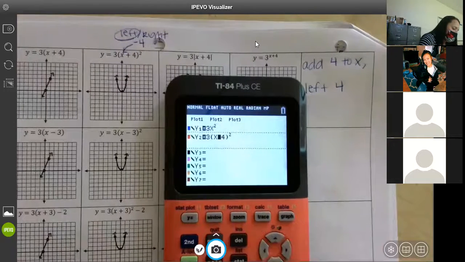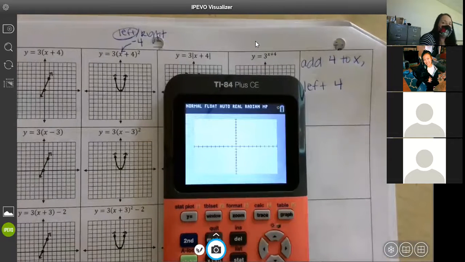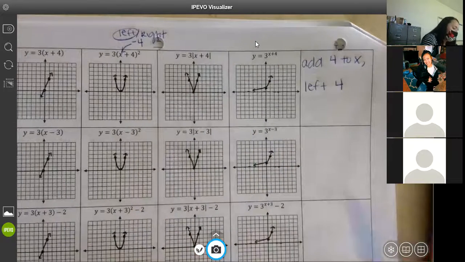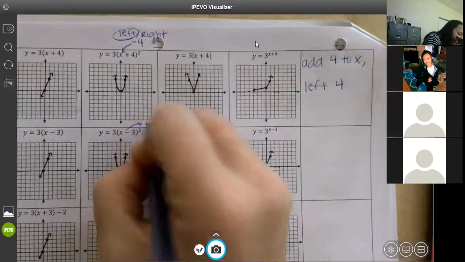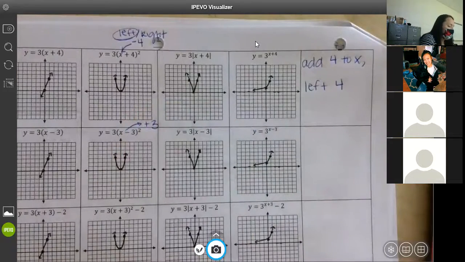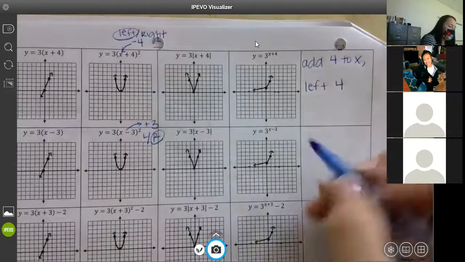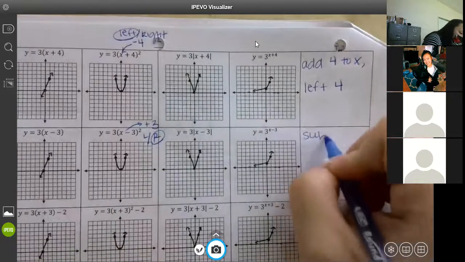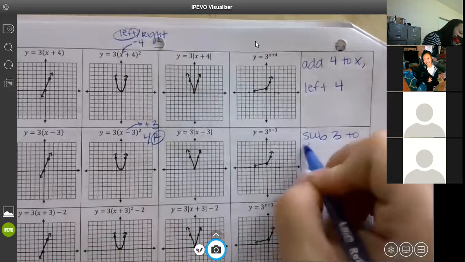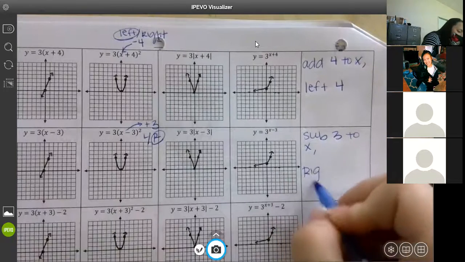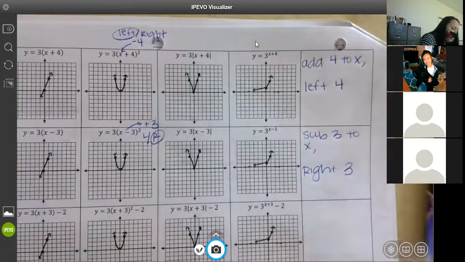On the next one, we're going to subtract 3. Watch what happens. Here's your regular parent function. When we subtract 3, it actually moves to the right. So remember, when we pull it outside, it becomes a positive 3. And then X deals with left or right. If it's a positive, it's going to the right. So if we subtract 3 from X, we actually move right 3.